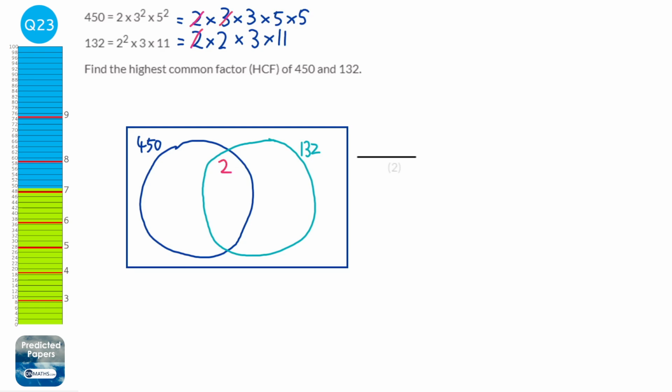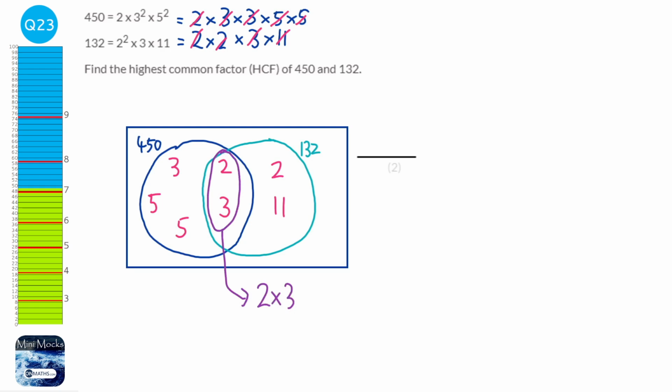We can see they both have a 3 in them, so cross those 3's out and put 3 in the middle. And then 450 has a 3, a 5 and a 5. And 132 has the 2 and the 11. So to find the highest common factor, as I said, you multiply all the numbers that are in the middle. And so the highest common factor will be 6.